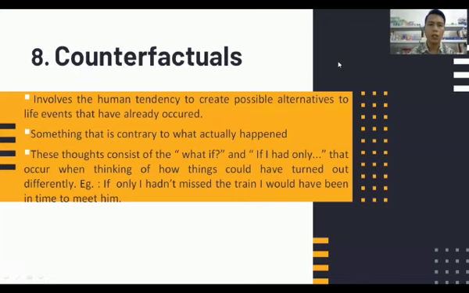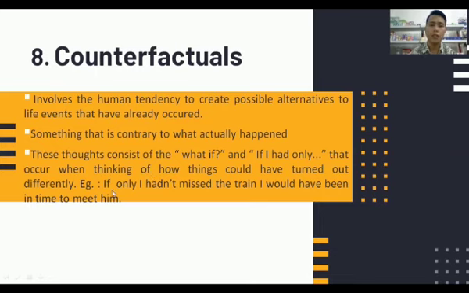What is counterfactual? From my slide, I define that counterfactual involves the human tendency to create possible alternatives to life events that have already occurred, something that is contrary to what actually happened. So counterfactual we can define as something contrary to what actually happened. This thought consists of the what if and if only I had that occur when thinking of how things could have turned out differently.